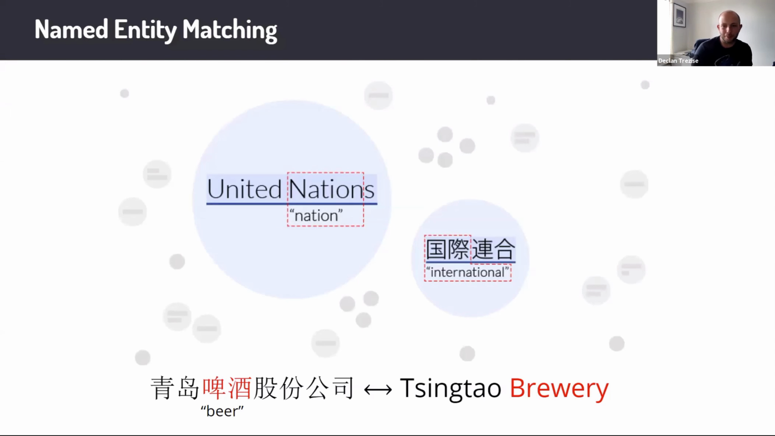So we've got the Tsingtao brewery example in the bottom. We need to be able to match beer against brewery to some degree without having an exhaustive list of translations included in there. Jean's later going to give an example of doing name matching and trying to do a smarter job with name matching.